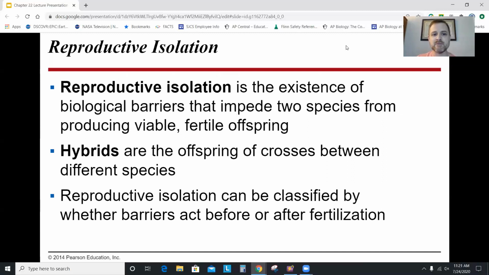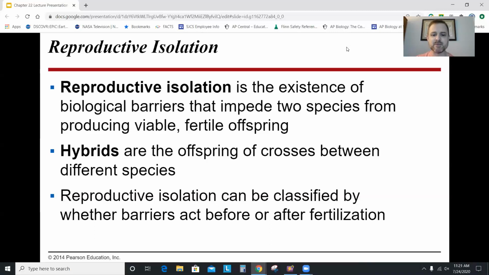Okay, so what we're going to do is go through different ways to isolate two populations reproductively or genetically. It could be as simple as a mountain range between two populations. That'll do it. But it might be something like the issue with the snails that we had on the first slide. The word hybrid, I'm sure you know, just means offspring between two separate species.